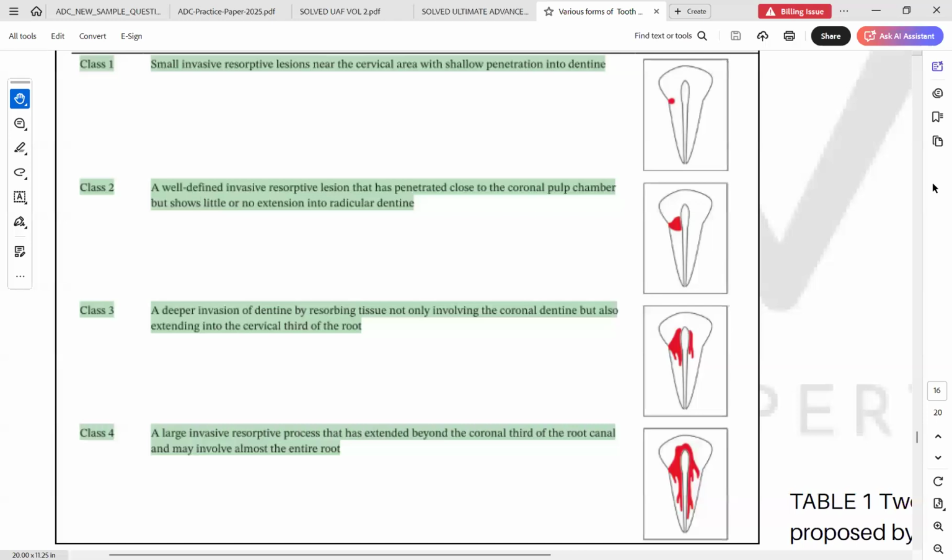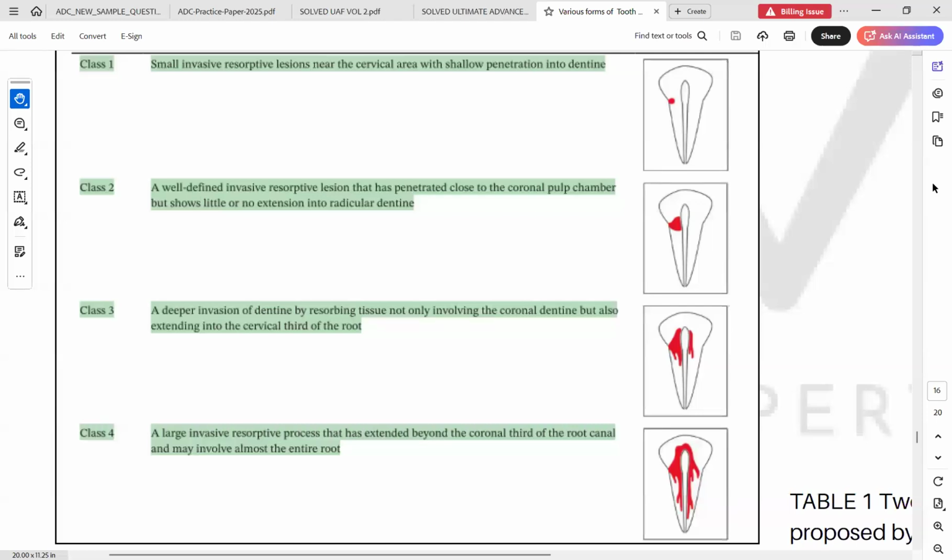The management question has already been asked in the exam. External cervical resorption question, already asked in the exam. Now, based on the classification, you will answer the changes with each type. Classification is not asked, Tanveer, but if it is asked, it is good to know now, right?